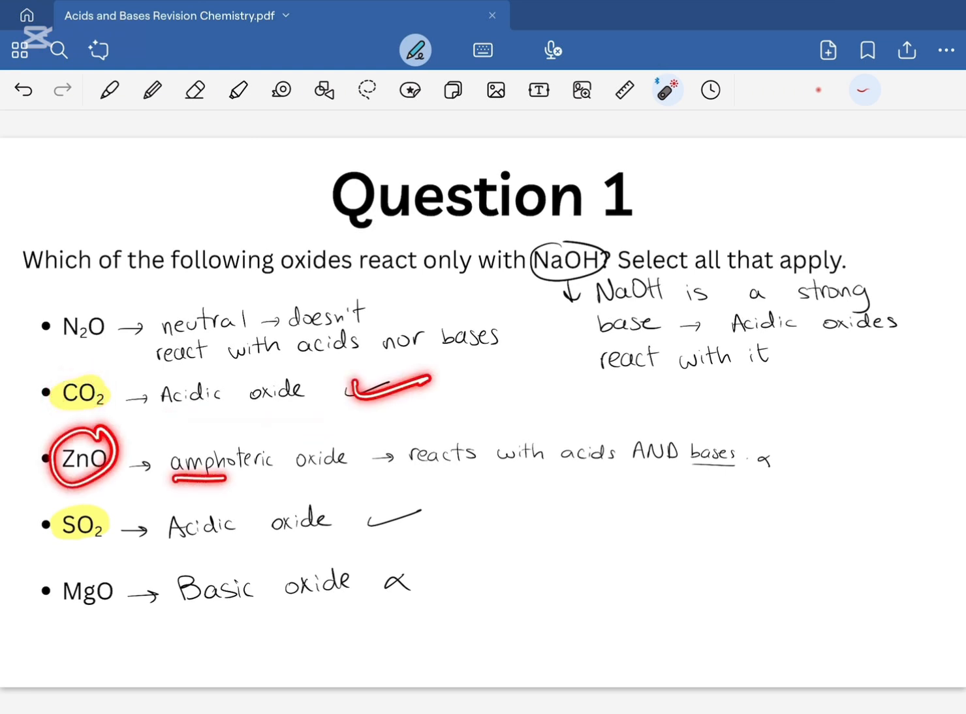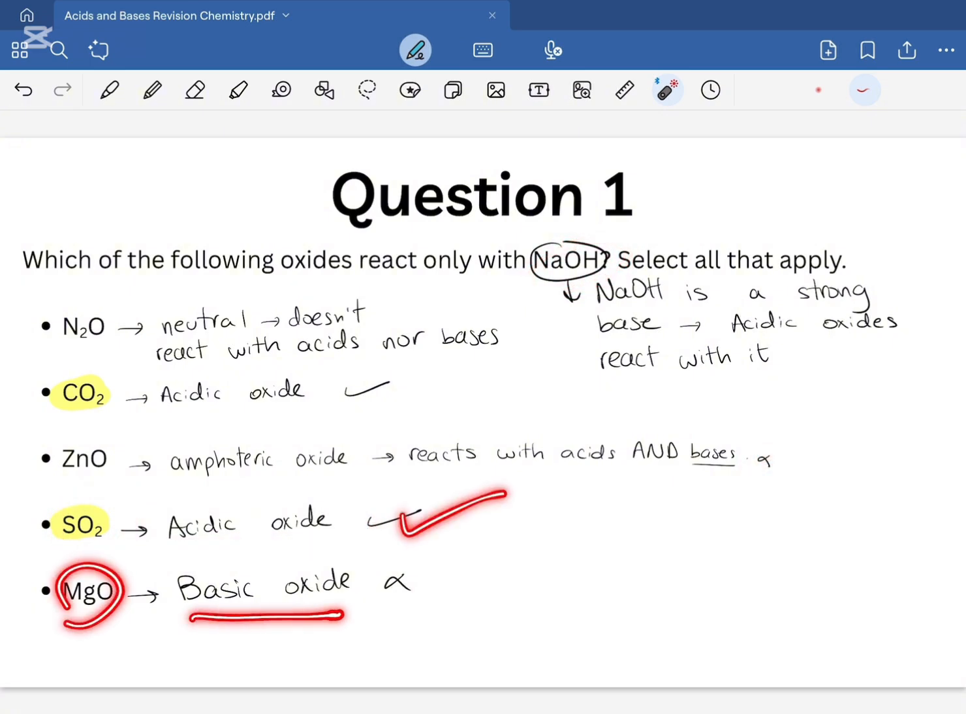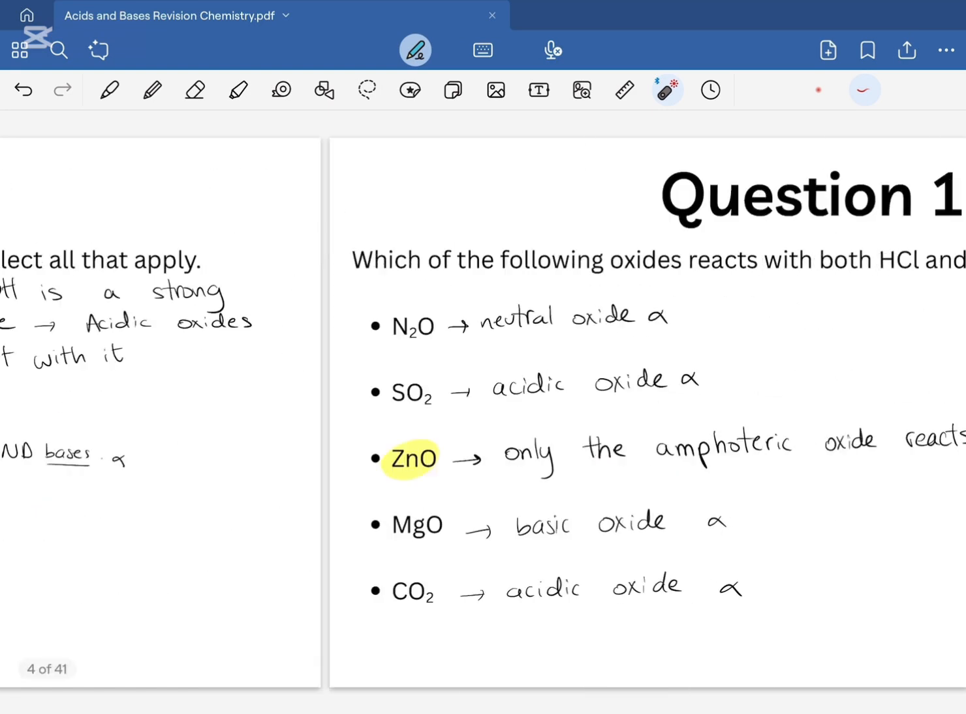This is an amphoteric oxide. It will react with acids and with the NaOH. So this one is wrong. SO2 is an acidic oxide, so it will only react with the NaOH, so this is correct. MgO is a basic oxide, so it won't react with a strong base like NaOH.